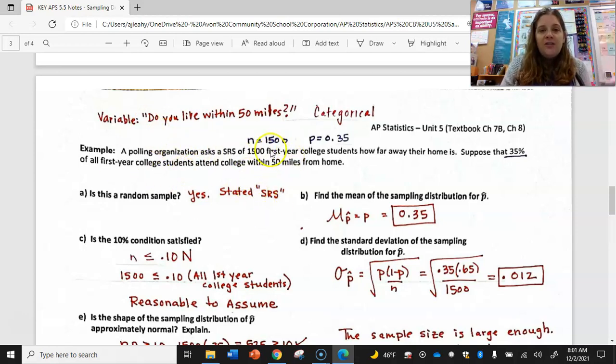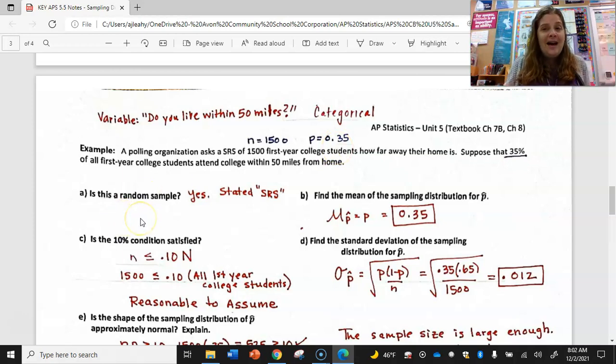So the first question I ask is, what is my variable? I go up to all these 1,500 college students. There's my sample size. And I say, hey, do you live within 50 miles from home? And they're going to say yes or no. That's categorical. That means we're dealing with proportions and not means. Okay, so it says 35% of them do, so that proportion of success is the population. I'm taking a sample of 1,500, and we're assuming that 35% of all college students attend within 50 miles.